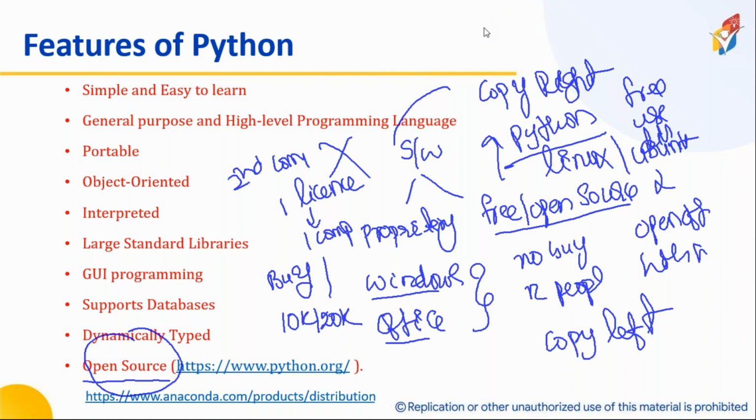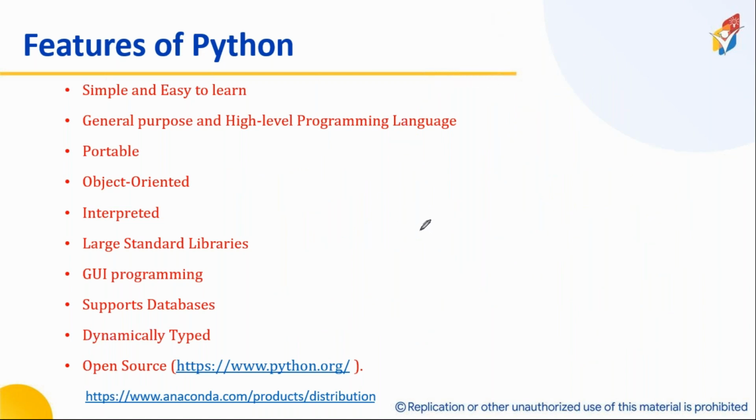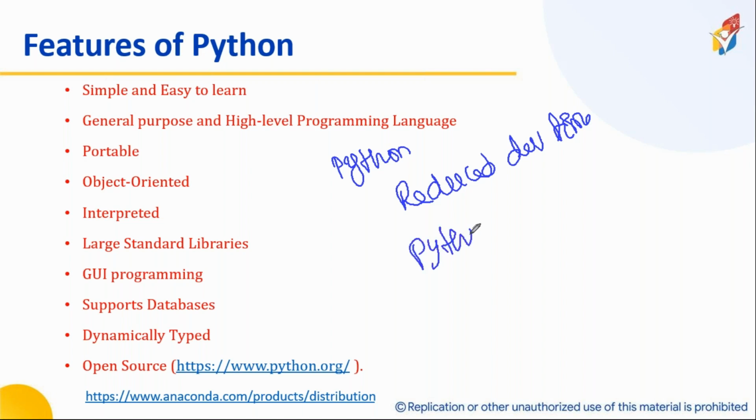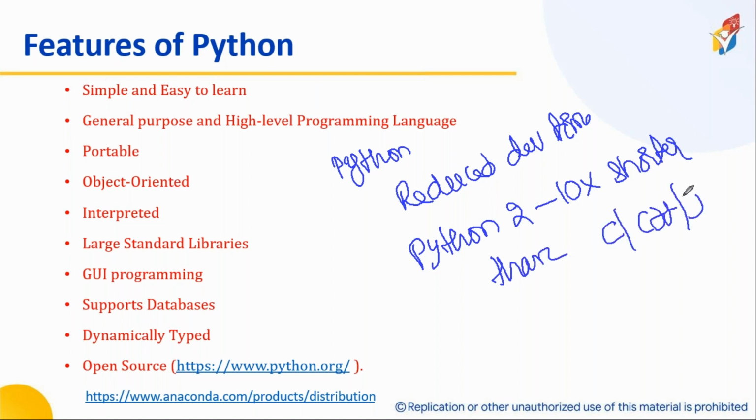Now I wanted to clear this, and I want to discuss one more important point. If I use Python, then what is another advantage we will get? It is reduced development time. Now, what is reduced development time? It means the Python code is always 2 to 10 times shorter. Look at here carefully, 2 to 10 times shorter than C, C++ or Java.